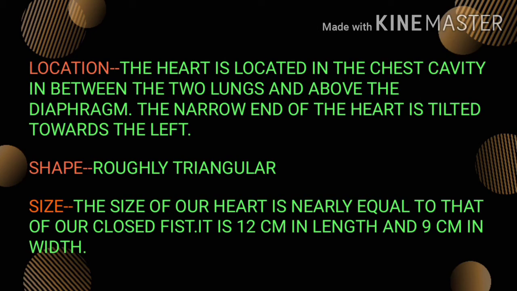The heart in the human body is located in the chest cavity in between the two lungs and above the diaphragm. The narrow end of the heart is tilted towards the left. The shape of the heart is roughly triangular. The size of our heart is nearly equal to that of our closed fist. It is 12 centimeter in length and 9 centimeter in width.